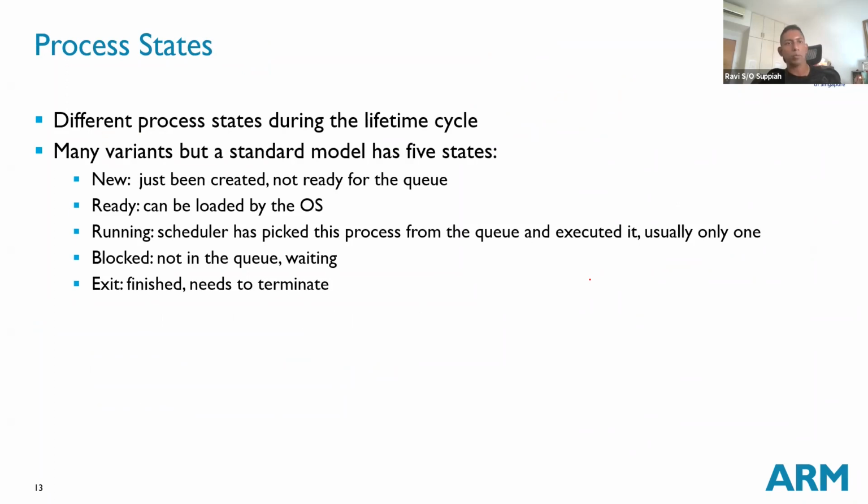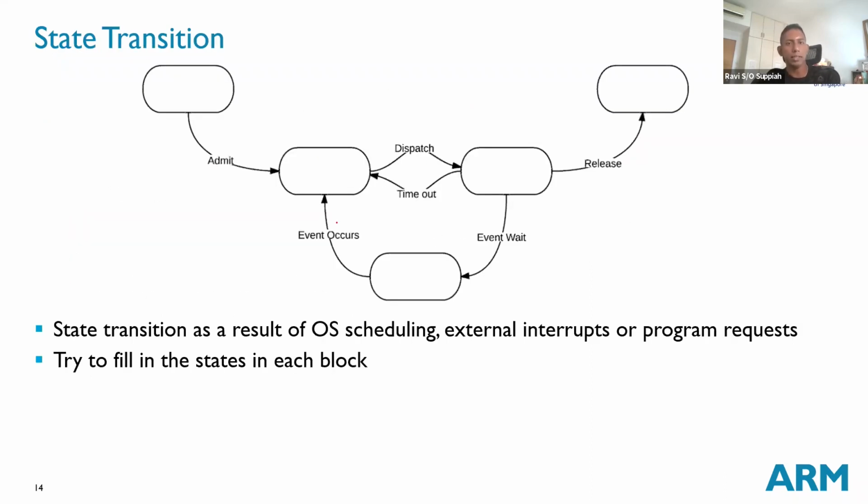Now let's look at the process states. The process states give us an idea of where a process is exactly within its lifetime. There is a cycle that it will go through, and let's look at that now. There are 5 main states: new, ready, running, blocked, and exit. This is the state transition table that gives us the idea of the OS and the different states.